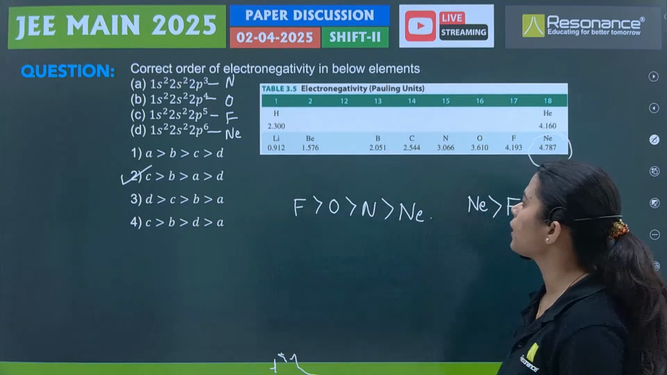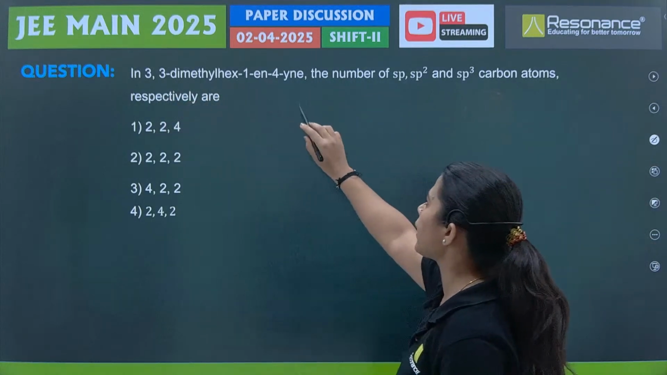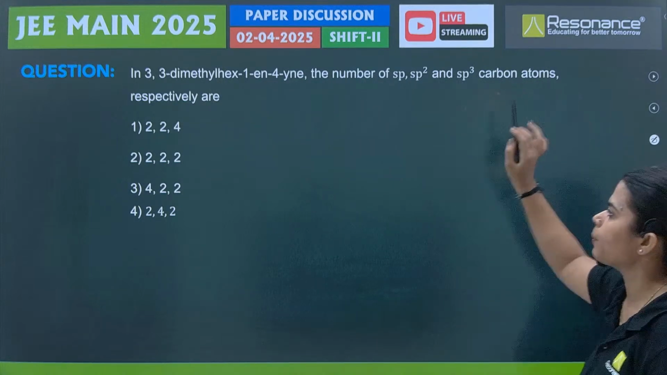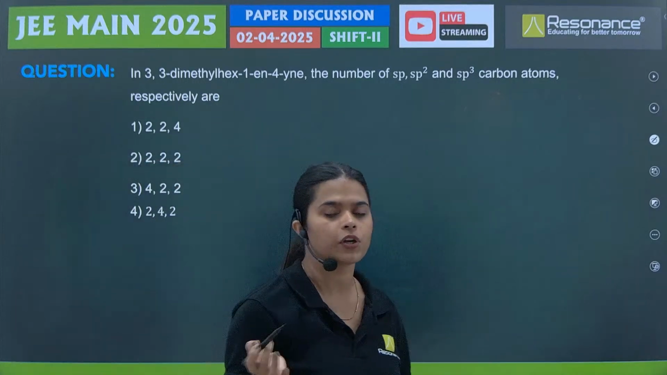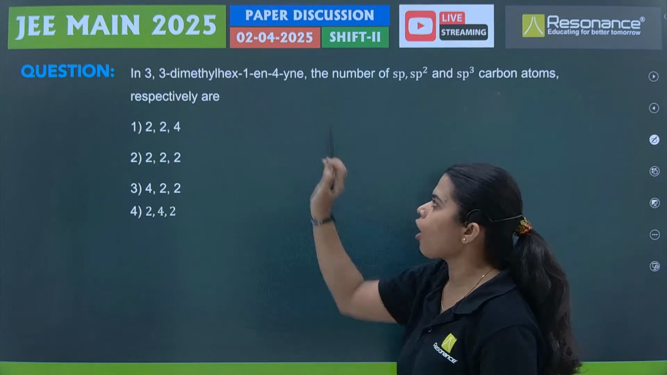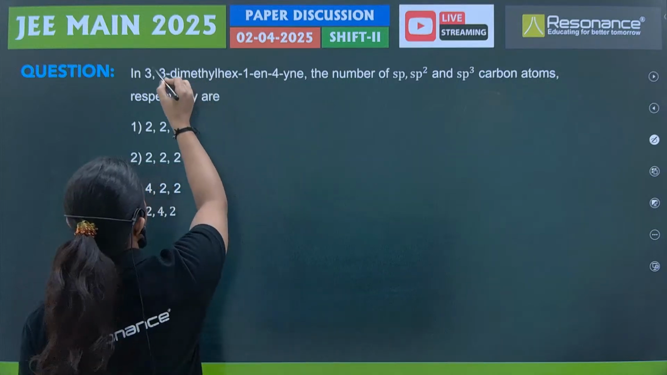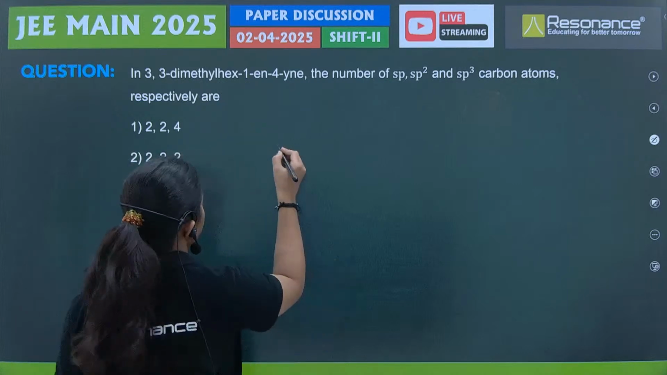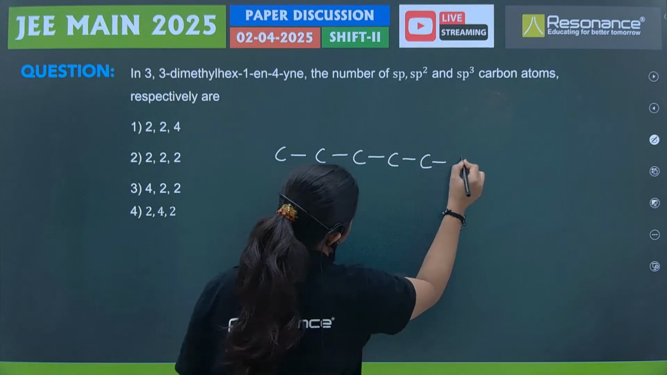Now let's move to the next question. In 3,3-dimethyl hex-1-en-4-yne, the number of sp, sp2, sp3 carbon atoms respectively are. This question is from basic organic chemistry. We have to find the hybridization of the carbons here. They have given the IUPAC name of the compound, 3,3-dimethyl hex-1-en-4-yne. Means in the principal carbon chain, how many carbons are there? There are 6 carbons here.